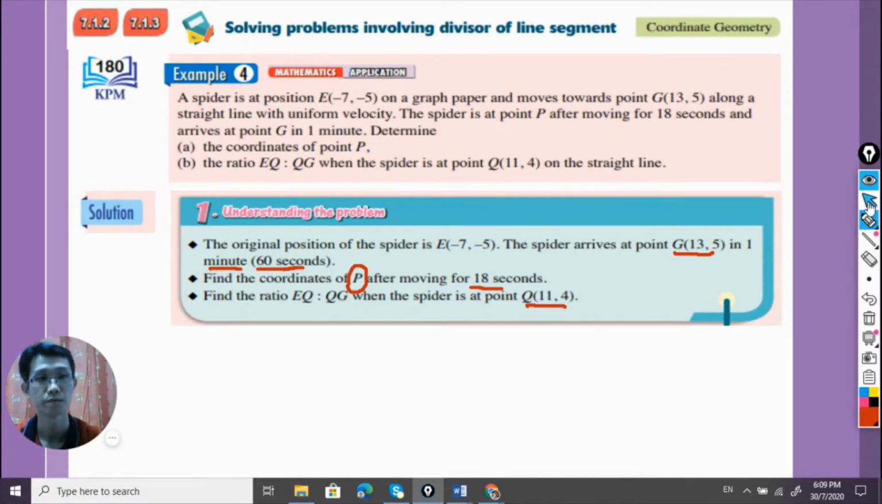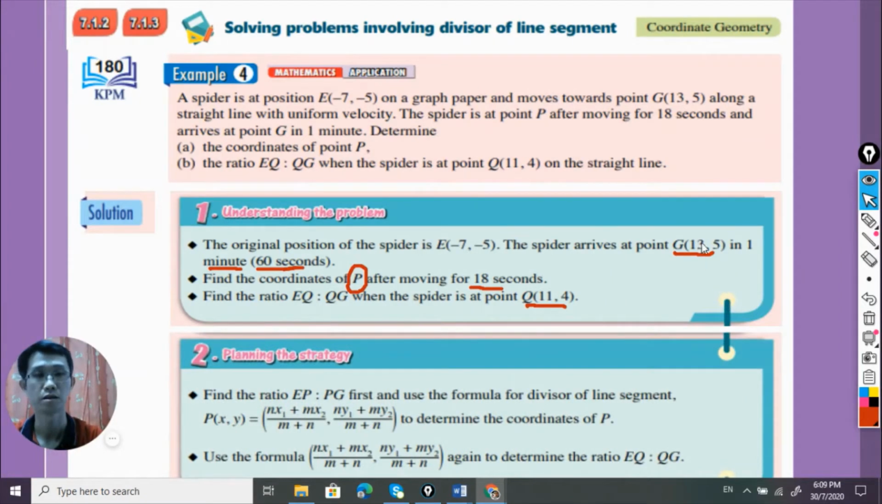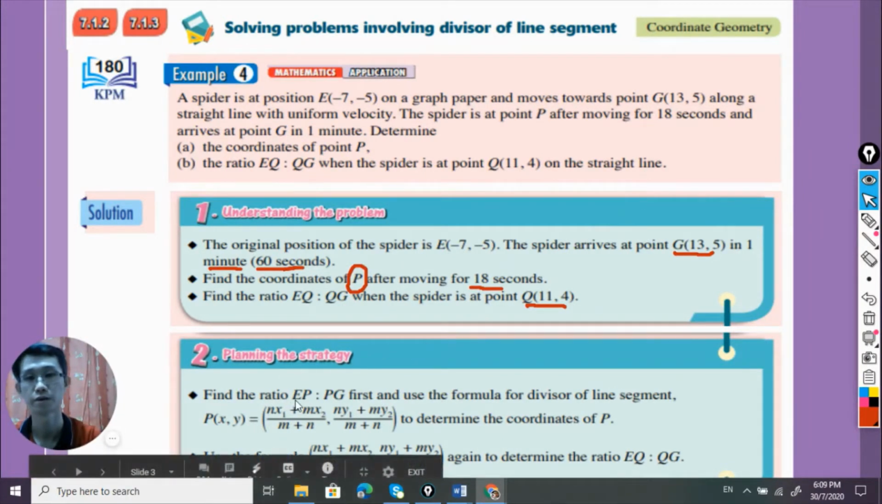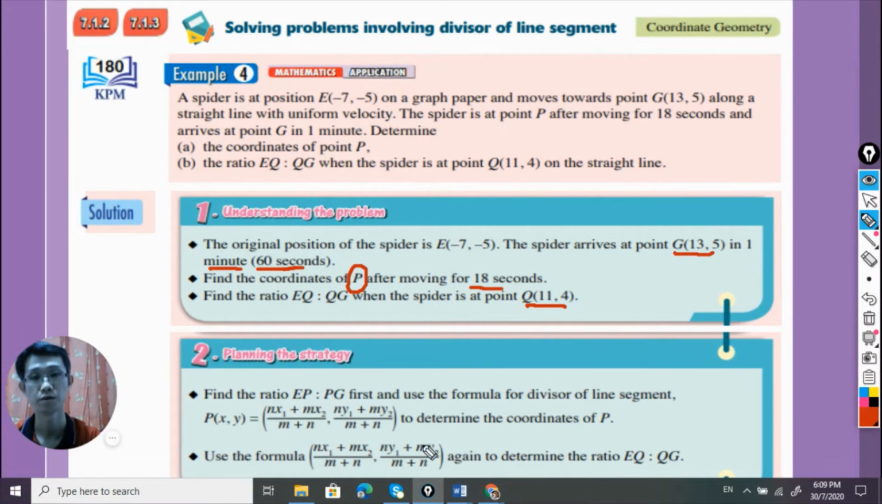Next, you have to plan the strategy to solve the problem. To solve the problem, first of all, you will find the ratio EP to PG, and use the formula for divisor of a line segment as you have learned in the previous two lessons, to determine the coordinates of P. After that, you have to use the formula for divisor of a line segment again to determine the ratio of EQ to QG. So that is basically the two strategies that you need to use in order to solve these questions.